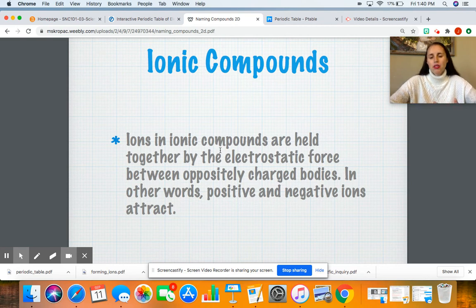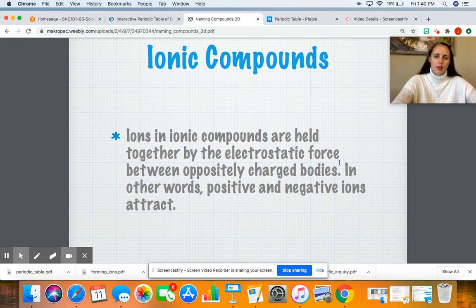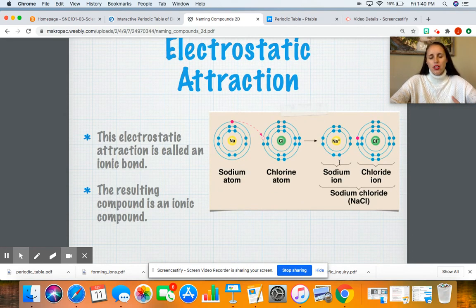Ions and ionic compounds are held together by what we call electrostatic forces between oppositely charged bodies. So you've got a negative and you've got a positive. Those two charges are going to attract almost like magnets. Let's look a little bit closer at this electrostatic attraction.